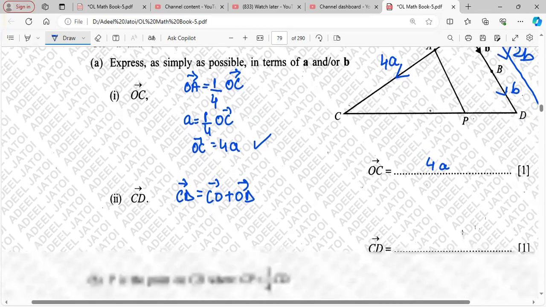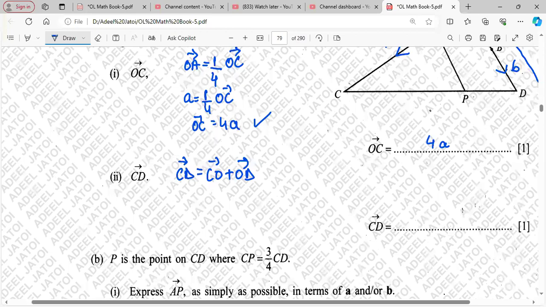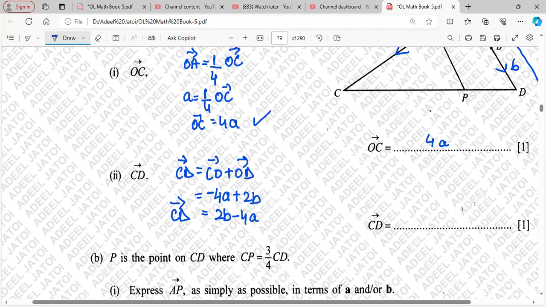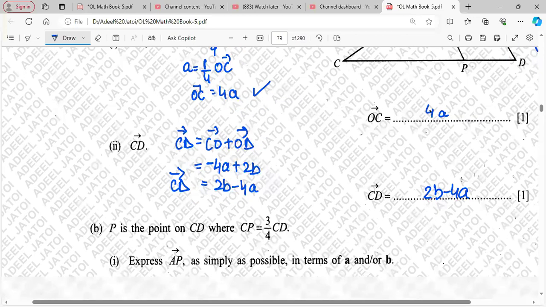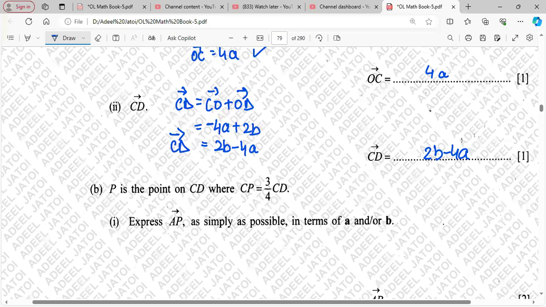So we have CO, which will be negative 4A plus 2B. So we can write this as 2B minus 4A for CD. So CD becomes 2B minus 4A. This is even 1 mark, 2B minus 4A. Now, the real question starts here.